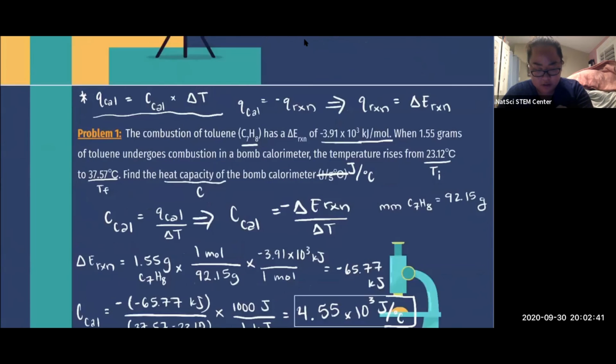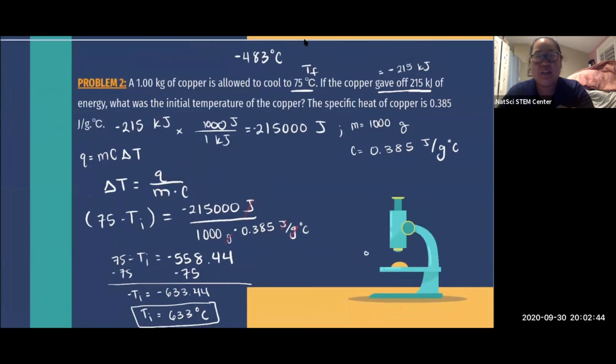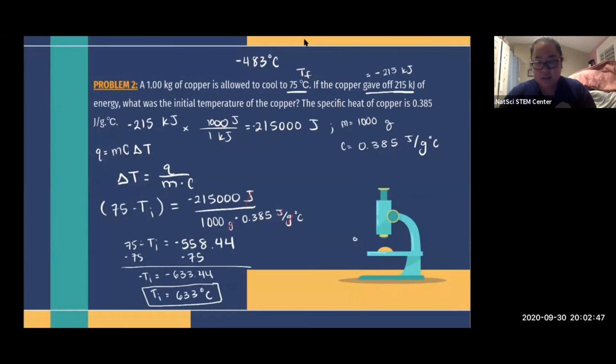So let's go to that heat problem. My bad, I did not do it completely. When you're reading this, a big factor is that it says the copper gave off 215 kilojoules. That means your Q is negative because it is exothermic. If Q is negative and you plug it in exactly how we did earlier, just changing that sign, you should get your final answer to be 633 degrees Celsius.